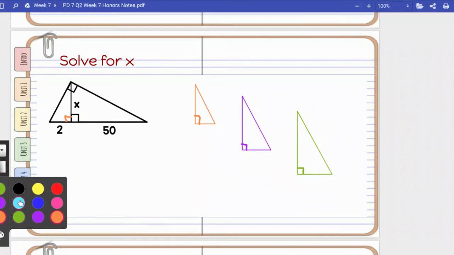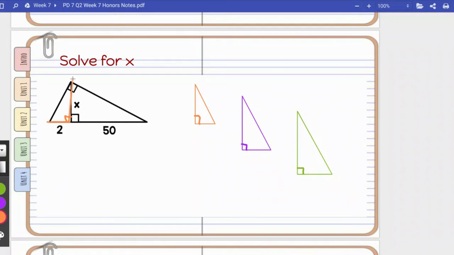So if I come over here and look at the smallest triangle, what side is the shortest on this smallest triangle? That's going to be 2. 2 is going to be the smallest leg. If I look at my 90-degree angle, the sides that make it up are 2 and X. That means X is going to be my longer leg. There's nothing across from the 90-degree angle, so we're not going to worry about our hypotenuse.